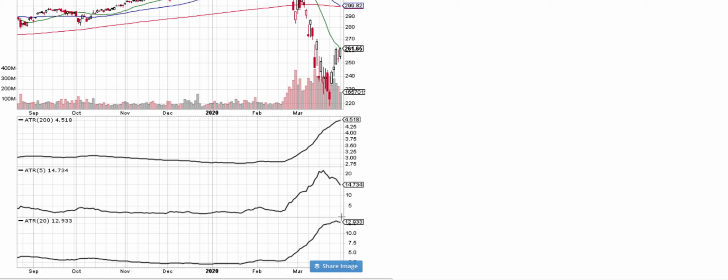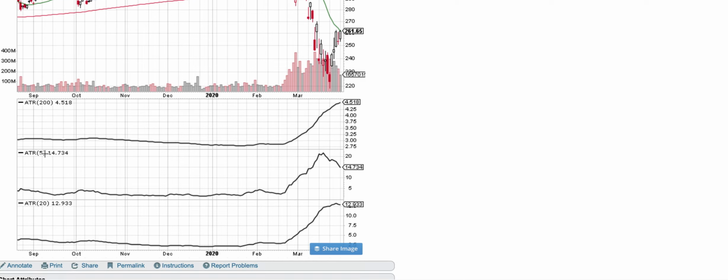And essentially what you can do is compare what the average true range is in the short term versus the long term. So you can see that on a long term view, a 200-day average, the average true range of the SPY is 4.5. But over the last 5 days, the average is actually closer to 15. So you can see the market is 3 times more volatile than it has been over the last, longer term, over the last 200 days.